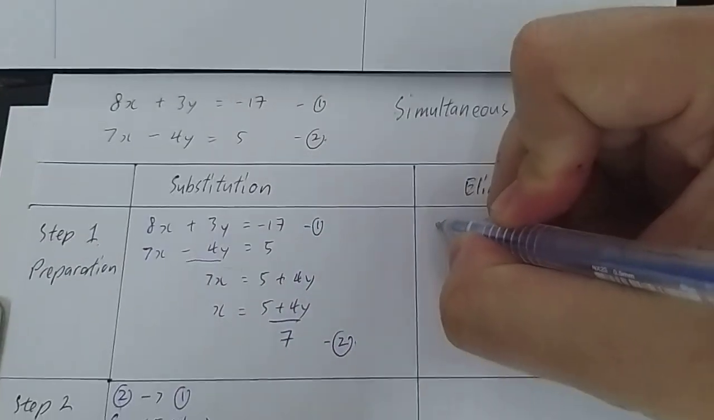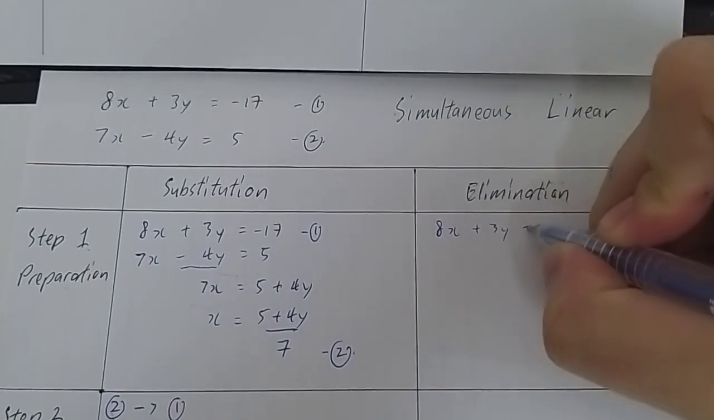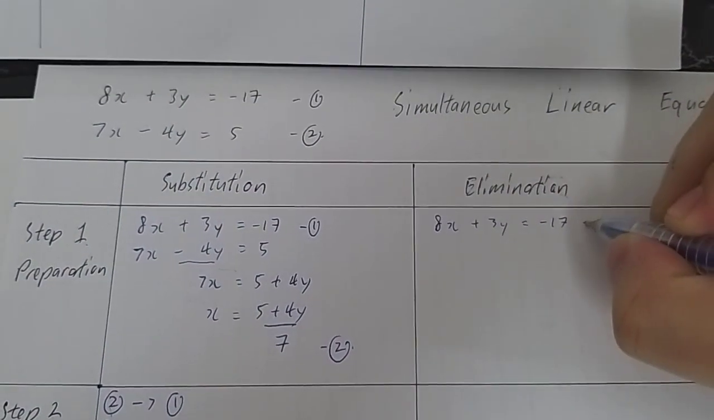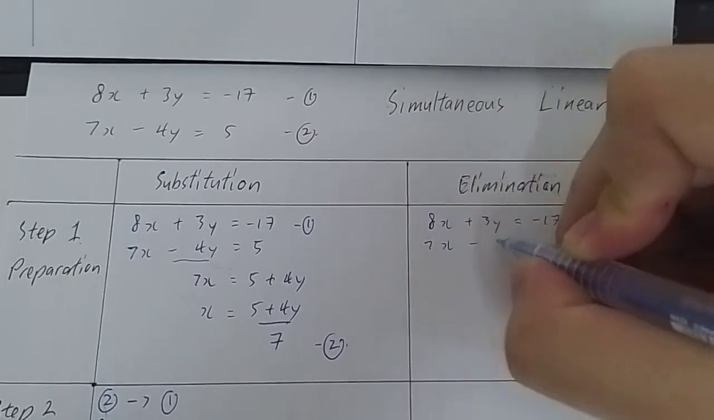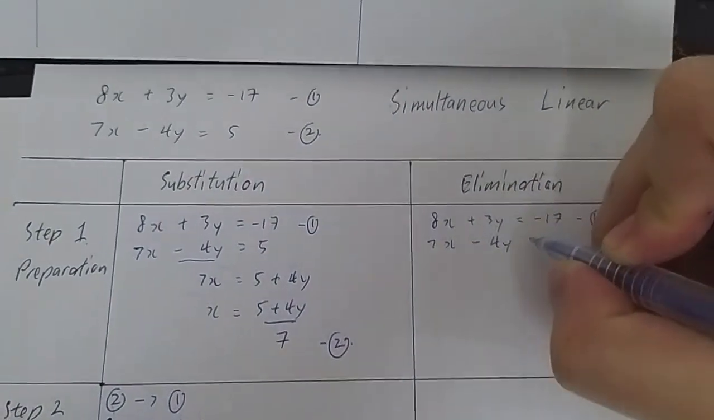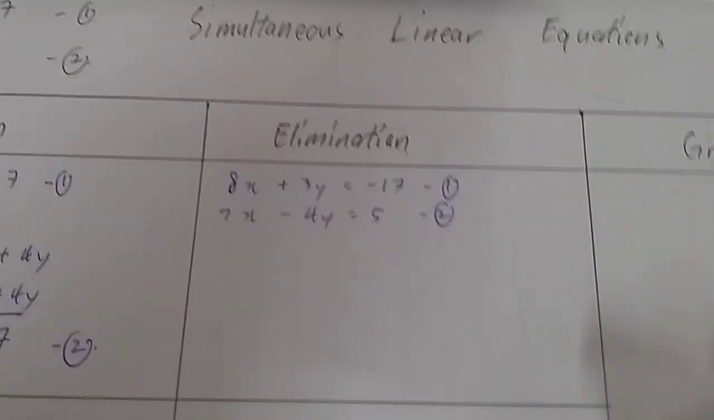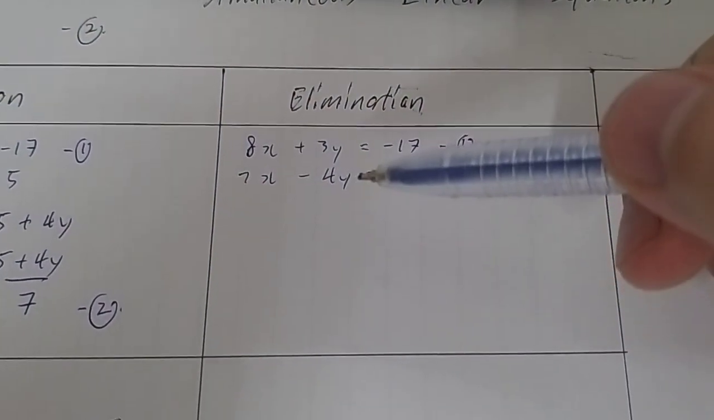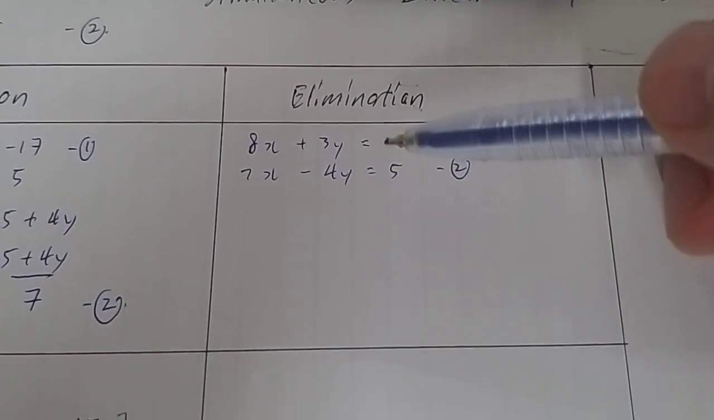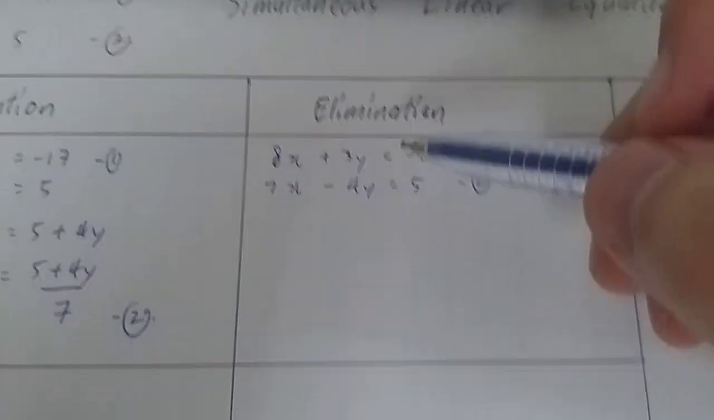Firstly we write back 8x plus 3y equals negative 17. This is equation 1. And then we have 7x minus 4y equals 5. This is equation 2. So how to prepare this? You can't really see obviously how to eliminate each other, right? So let's say we want to eliminate y. We can do it like this.